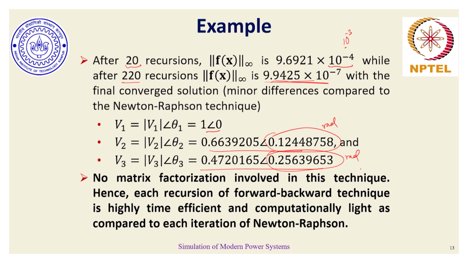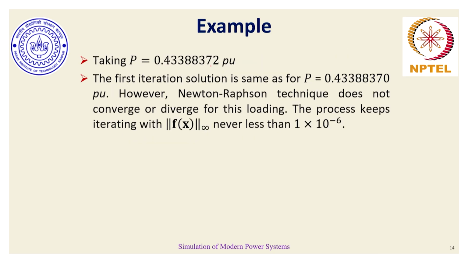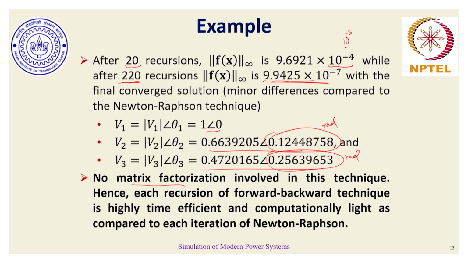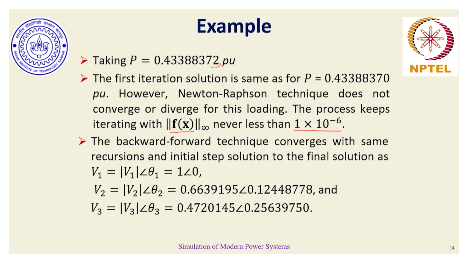Now, if we increase the load, so essentially in the forward-backward method, there is no factorization involved, and hence it is highly efficient. Even if 220 recursions are to be obtained, the time required is very, very small. Now, if the load is marginally increased, 0 becomes 2 as I wrote here, then in the Newton-Raphson technique f of x keeps on iterating, and the maximum absolute value of f of x never goes down below 10 to the power minus 6. On the other hand, the backward-forward method converges in 20 recursions, and the voltage phasors are still being obtained. The backward-forward method is still able to give the solution when the Newton-Raphson method is failing.